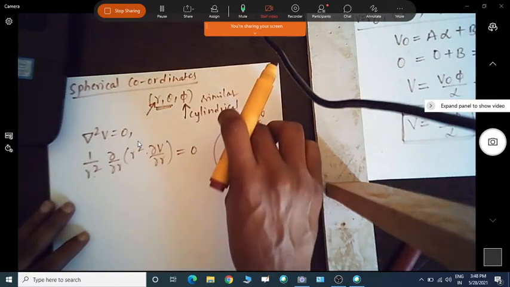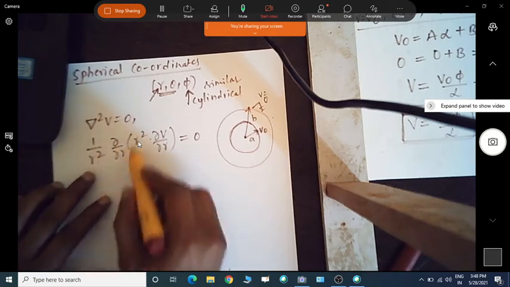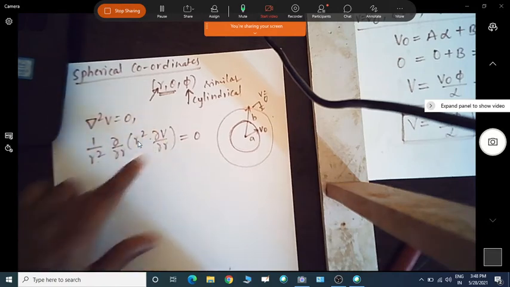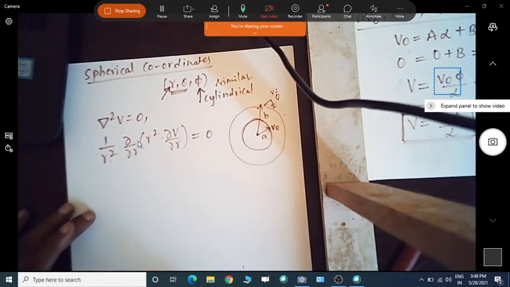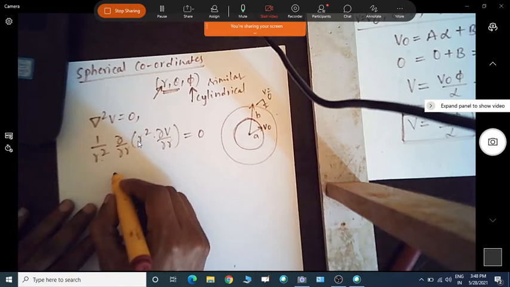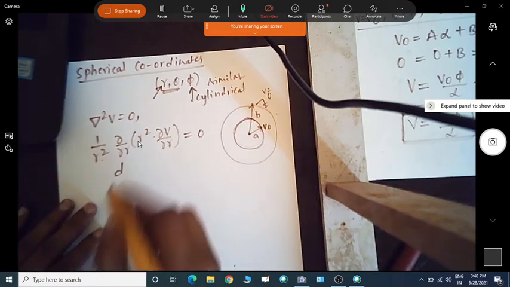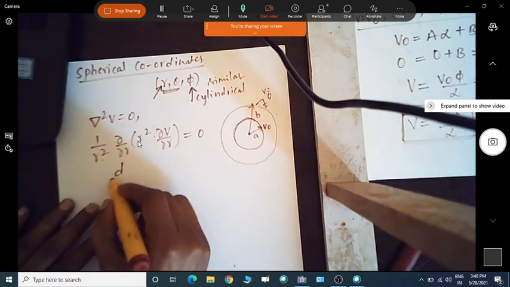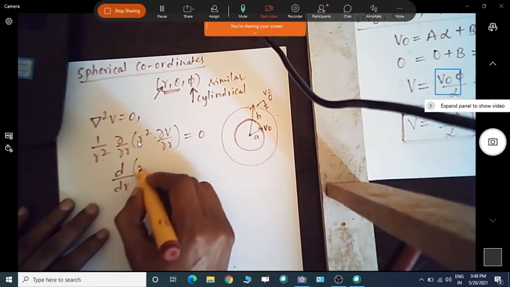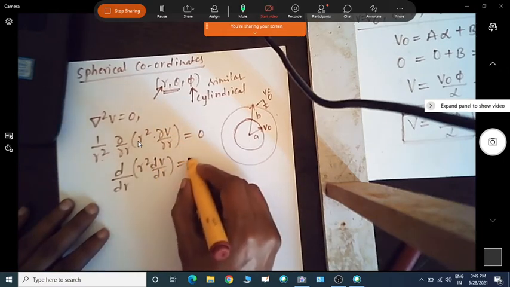So that is the potential difference that exists. Now if I take the variation in r, the potential is a function of r. Now we are able to derive the general solution. We can replace the partial derivatives with an ordinary differential equation: d by dr of (r square dV by dr) is equal to 0.